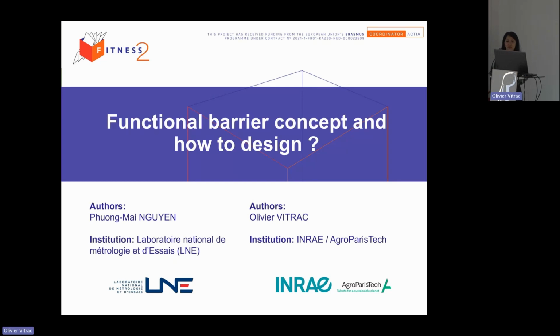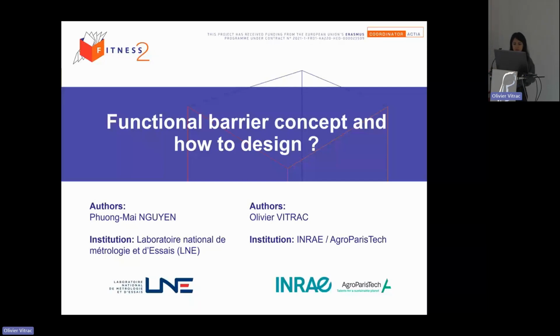Good morning, everyone. We will talk today about the functional barrier concept and how to design it using modeling principles. Since this morning, we have often mentioned contamination of food by recycled material and cross contamination of packaging. In some designs, we use functional barriers to ensure the safety of food packaging materials.